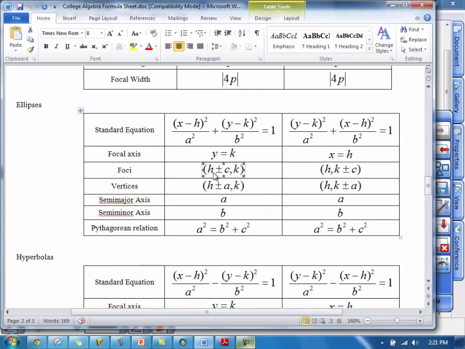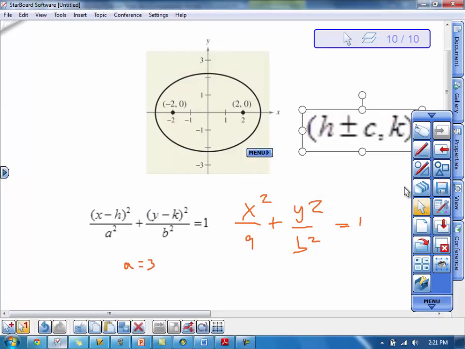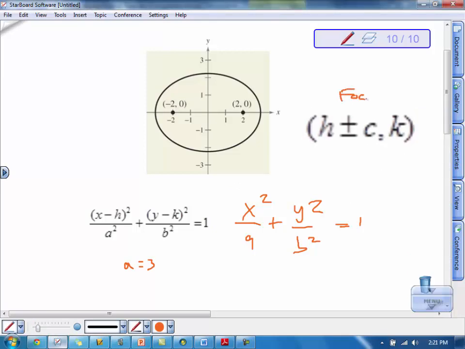I'm going to use this information, then when I look back at the formula, I'm going to use the foci. So I know the foci are at h plus or minus c, k. Let me copy that over. Like I said, you'll be able to do the same thing on a quiz or a test. They give me the foci. I know h is 0 because it's centered at the origin, so I have plus or minus c, comma 0 for my foci, because h and k are 0, 0. So that's plus or minus 2, comma 0. So I know my c is 2.